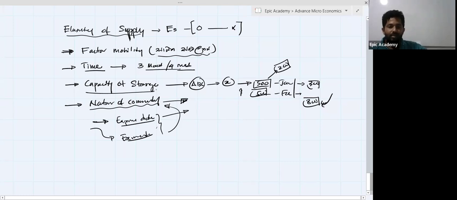So the nature of the commodity always affects the change in the quantity of supply. Okay. Nature of the commodity.